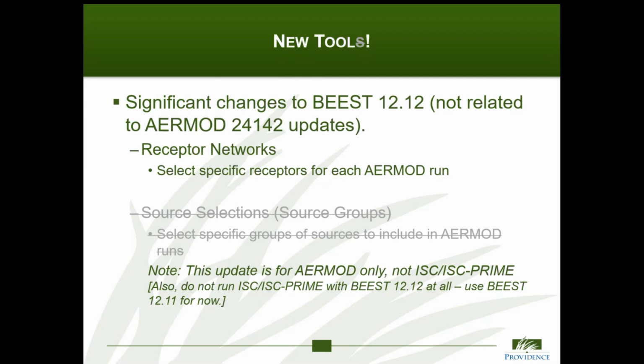The idea is that you can now tell BEAST when you do your model run which receptors you want to include in each run. There is a note here that this really only applies to AERMOD. It doesn't work if you're running ISC or ISC-PRIME. And if you need to run ISC or ISC-PRIME, definitely use BEAST 12.11 rather than BEAST 12.12. And if you need an old copy of BEAST 12.11, let me know. Well, actually, no, it's on our website.